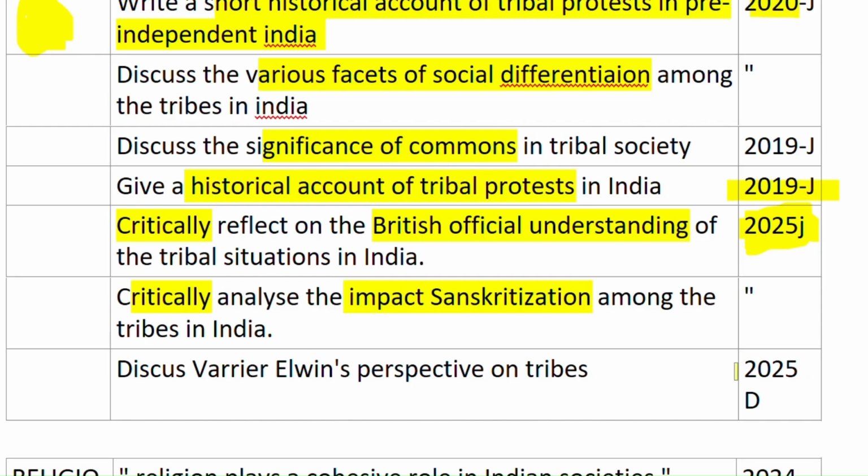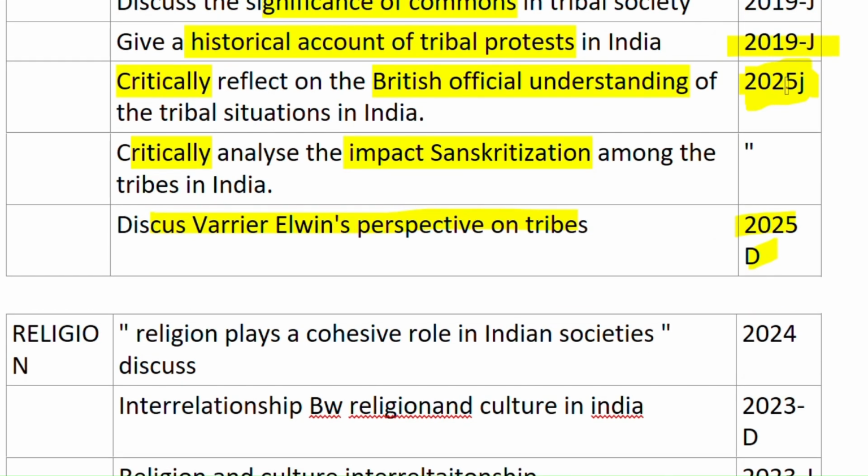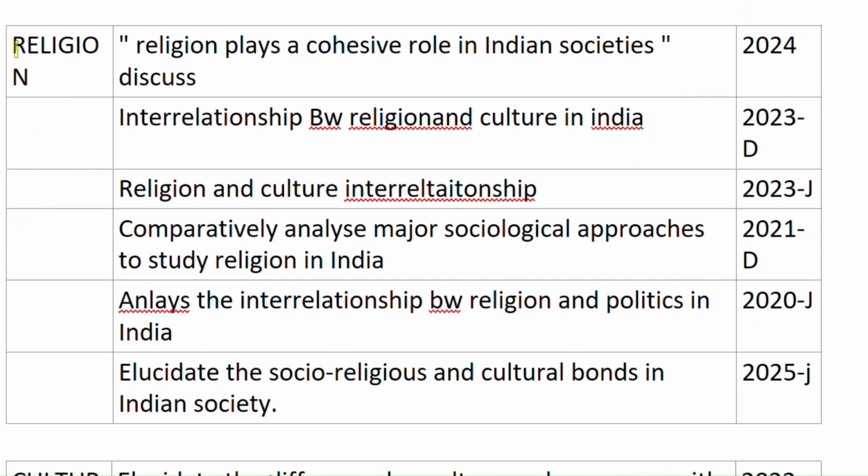Then in 2025 December, again Verrier Elwin's perspective was asked. In 2025 June also, two questions came from the single topic. Those who learned that were very lucky to write that examination. So tribe is such an important topic. Then comes religion. The role of religion in Indian society was asked in 2024.